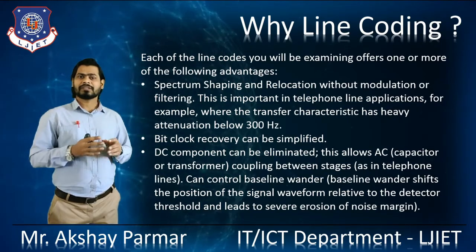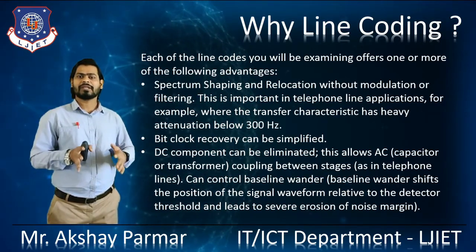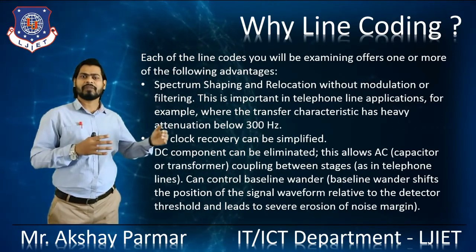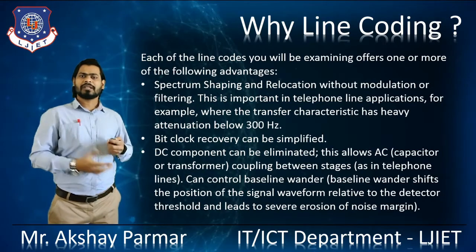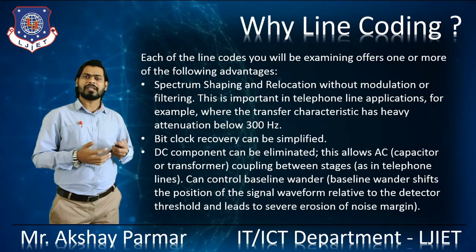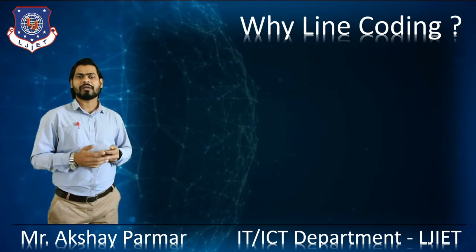The baseline wander shifts the position of the signal waveform relative to the detector threshold and leads to several erosion of the noise margin, right? So the DC component can be eliminated. This allows AC coupling between the stages and can control the baseline wander, right? So this is why we are using line coding techniques.